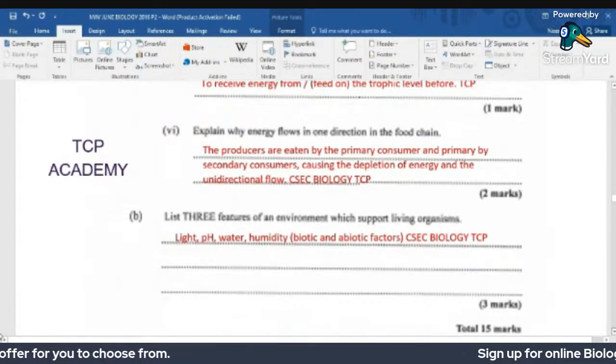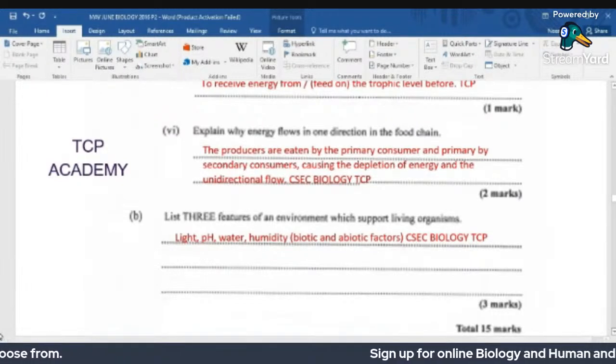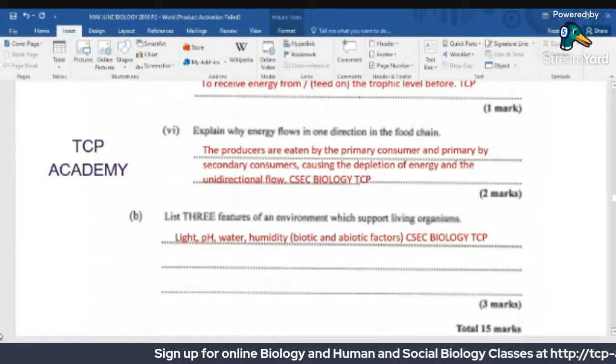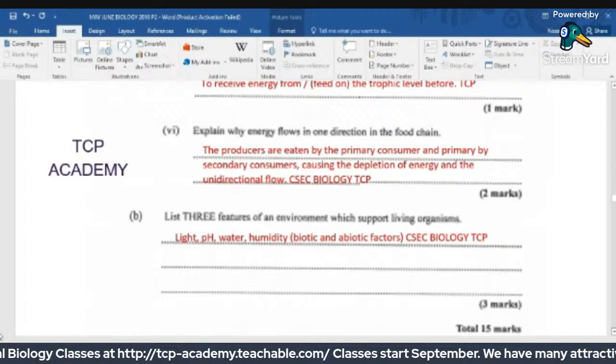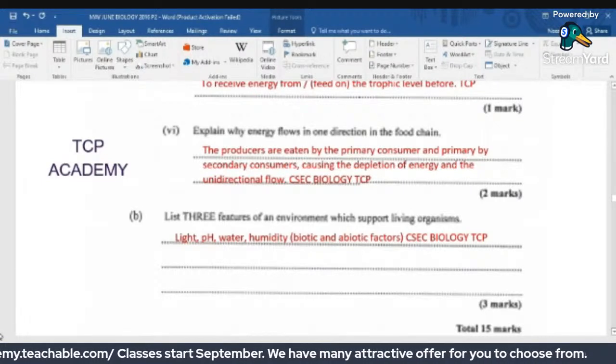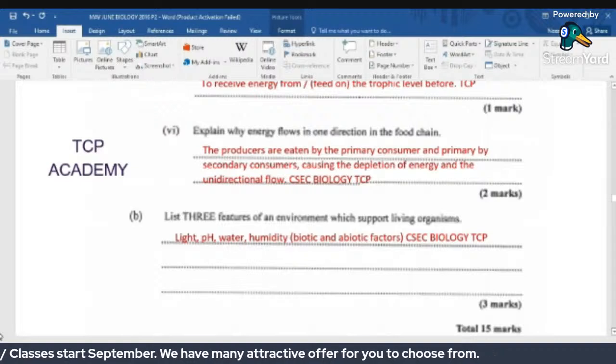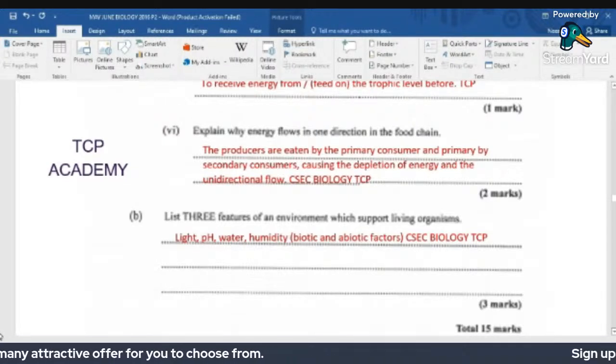Now list 3 features of an environment which support living organisms. Now, if we're going to be looking at three features of an environment, here we are called upon to pull our knowledge on biotic and abiotic components of the environment. Now, the biotic component speaks to the living component of the environment, but the abiotic speaks to the non-living, the physical factors of the environment.